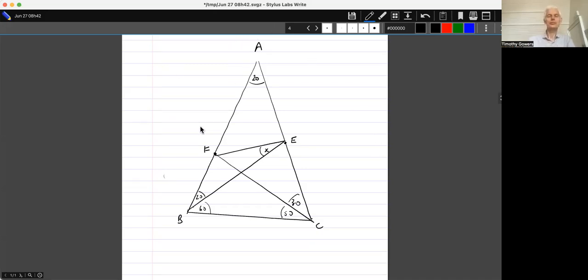So here we go. We've got a triangle and it's got these angles. That's 20 there, 20 there, 60 there, 50, 30. And we have to work out the angle X. I would very, very much recommend trying to solve this problem before watching the video, if you intend to watch the video at all.